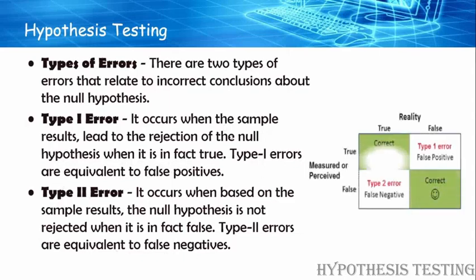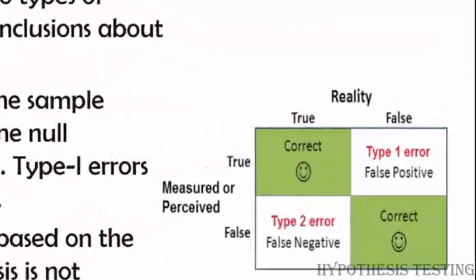So that is directly understandable. Here we have a table. What is the reality? It can be true or false, and what is measured or perceived can be true or false. If both are true, it is definitely correct. If reality is true and we detect it as false, that is a false positive, so we have a type 1 error. And when reality is false but it is detected as true, the null hypothesis is not being rejected even though it is false. So hence this will be a type 2 error, a false negative, and finally correct.